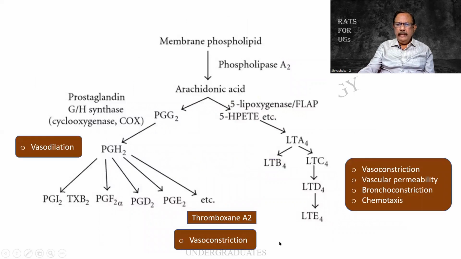Then there is the leukotrienes. They can lead to vasoconstriction, vascular permeability, bronchoconstriction, chemotaxis. This is exactly what is happening in bronchial asthma. Thromboxane A2 can lead to vasoconstriction. All the other prostaglandins can lead to vasodilation.